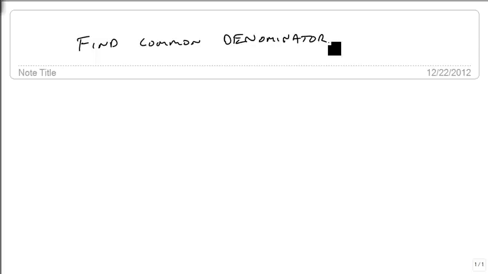Let's find common denominators now. Remember that a common denominator is a number or an expression that other expressions divide into. And the smaller we can make that, the happier we're going to be. So we're going to start with two fairly simple examples, or expressions. And we want to find the common denominator between these.